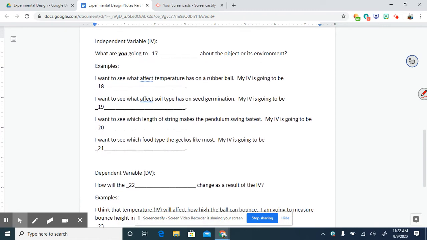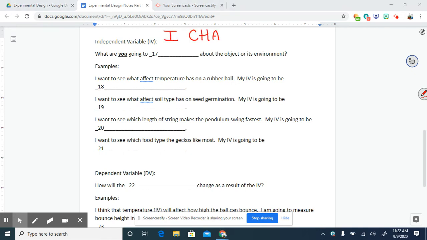All right, so now we're going to take some time identifying the IV. The IV, the independent variable, is the thing that I change. It's the thing that the scientist changes on purpose, expecting there to be a resulting change to the object. So what are you going to change about the object or its environment?